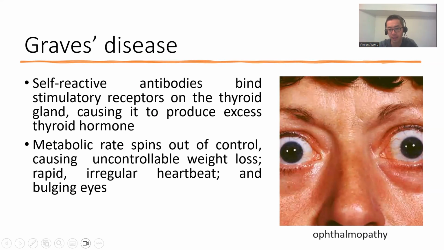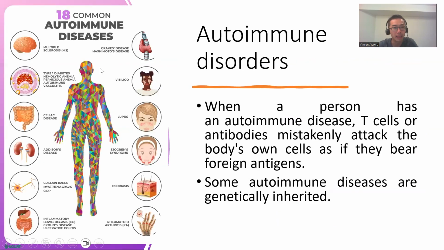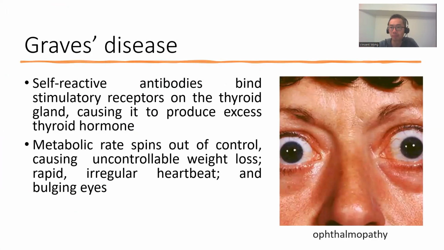symptom. This is the official name for the bulging eyes. I can't pronounce it, so I'm not going to try. What happens is the antibodies that bind to the thyroid also bind to the muscle around the eyes, causing it to become inflamed, and that's why the eyes are a little bit protruded. So that's autoimmune diseases, which is just one of the many. I'm sure you have other ones that you have heard of, but we're just going to keep it brief.